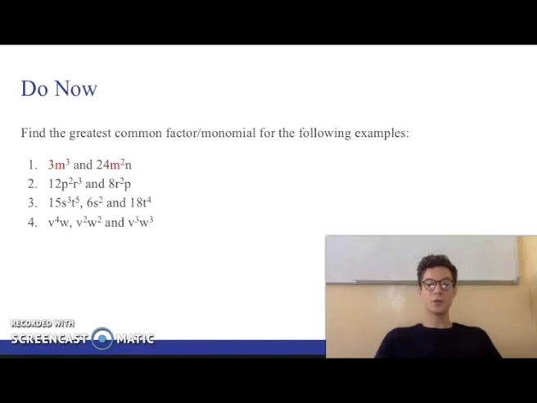Now looking at the variables associated with each monomial, we can see that 3 has an m cubed attached to it, and 24 has an m squared and an n attached to it. Right away, you should recognize that both monomials share the variable m. Recall that exponents are really just repeated multiplication, so not only do both monomials share an m, they actually both have 2 m's, or put another way, they share an m squared. Since the first monomial doesn't have an n variable, our work is almost done. Combining the 3 and m squared, we get 3m squared, which is the greatest common factor between the 2 monomials.